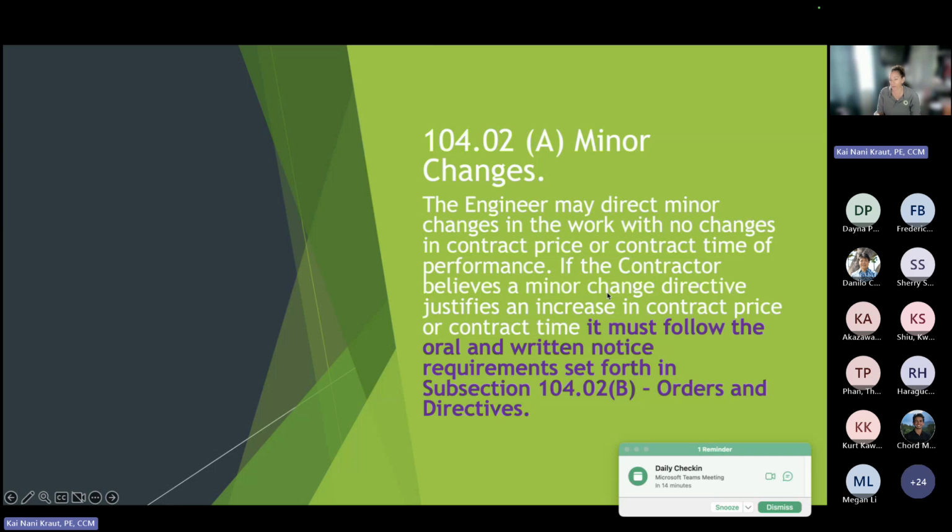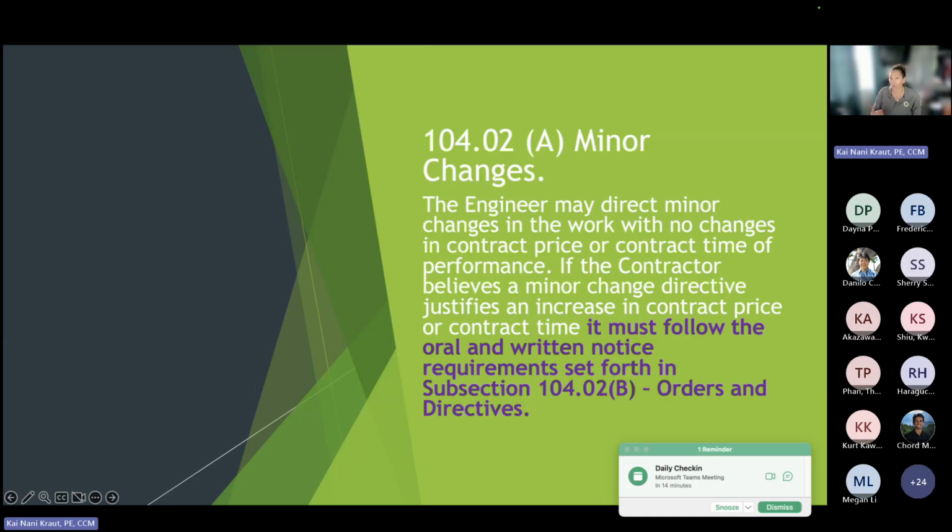But the first one is minor directives. There's actually information on differing site conditions, but we'll cover that when we talk about differing site conditions. Okay, so what does it say? There's a lot of words on here, but I wanted to break it down so you saw what is in there and why this is all important. Why do we want to pay attention?